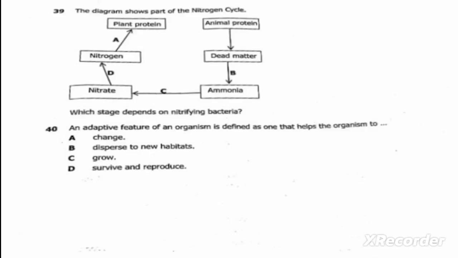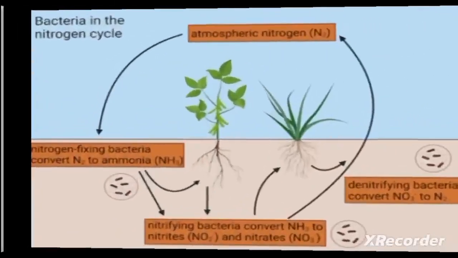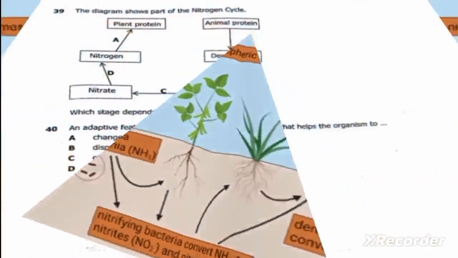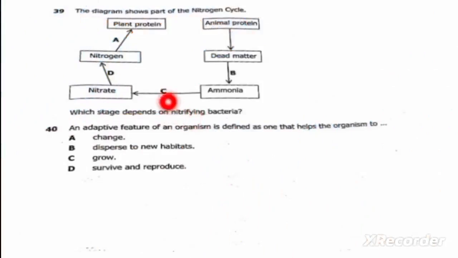We move on to the next question, which is question 39. The question reads, the diagram shows parts of the nitrogen cycle. We can see ammonia, nitrate, nitrogen, plant protein, animal protein, and dead matter. Which stage depends on nitrifying bacteria? The one that converts ammonia to nitrate is the nitrifying bacteria. So which one is showing the conversion of ammonia to nitrate? So C is the one that is showing the conversion of ammonia to nitrate.